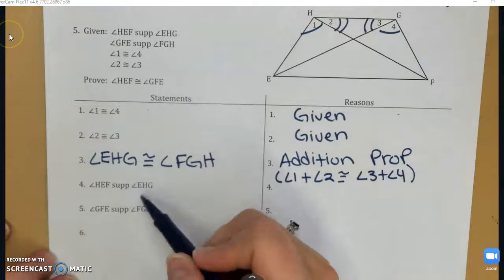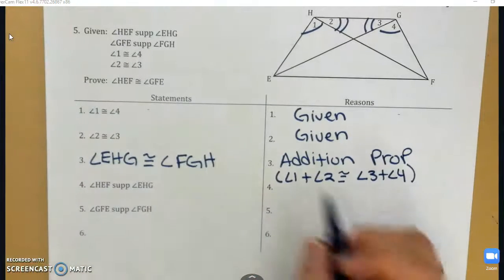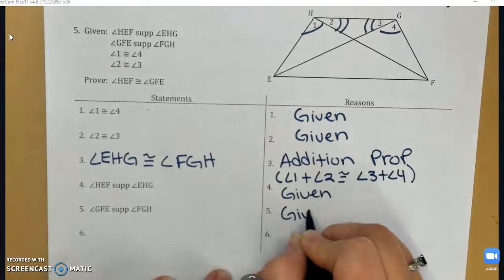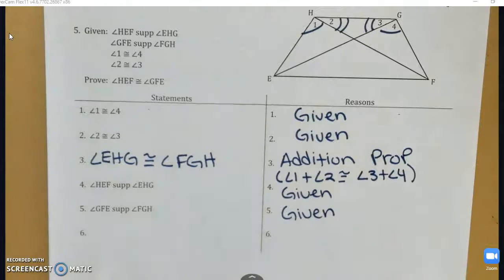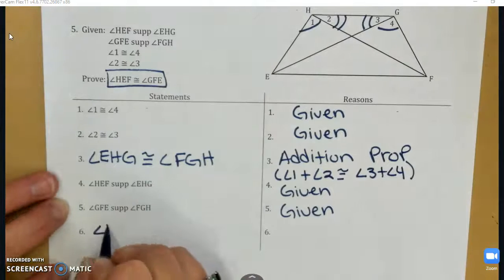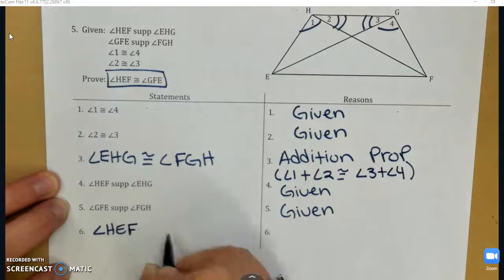Now, the next 2 statements are still part of my given information, so both of those reasons for 4 and 5 are going to be our given information. And I'm now on to my last part, my last statement and reason. Well, I can't end a proof until I've shown what I was asked to prove. So my last statement is always going to be our proof. And we were asked to prove that angle HEF is congruent to angle GFE.